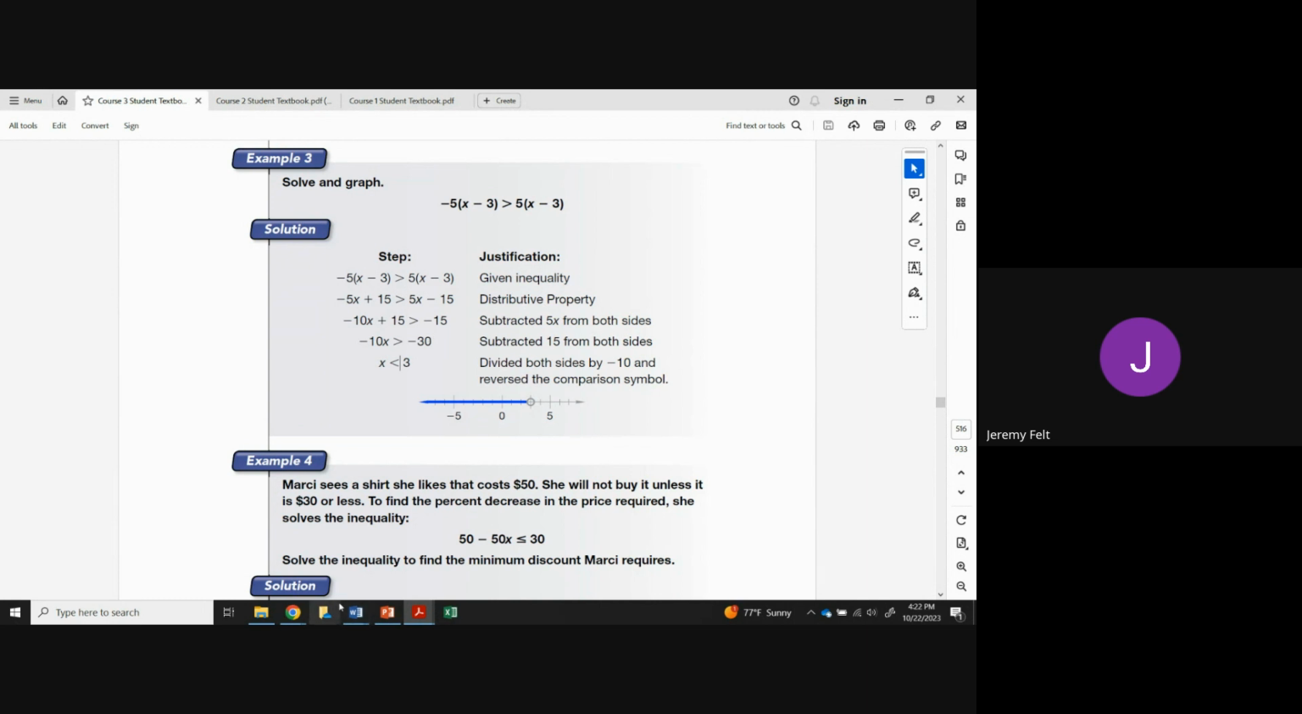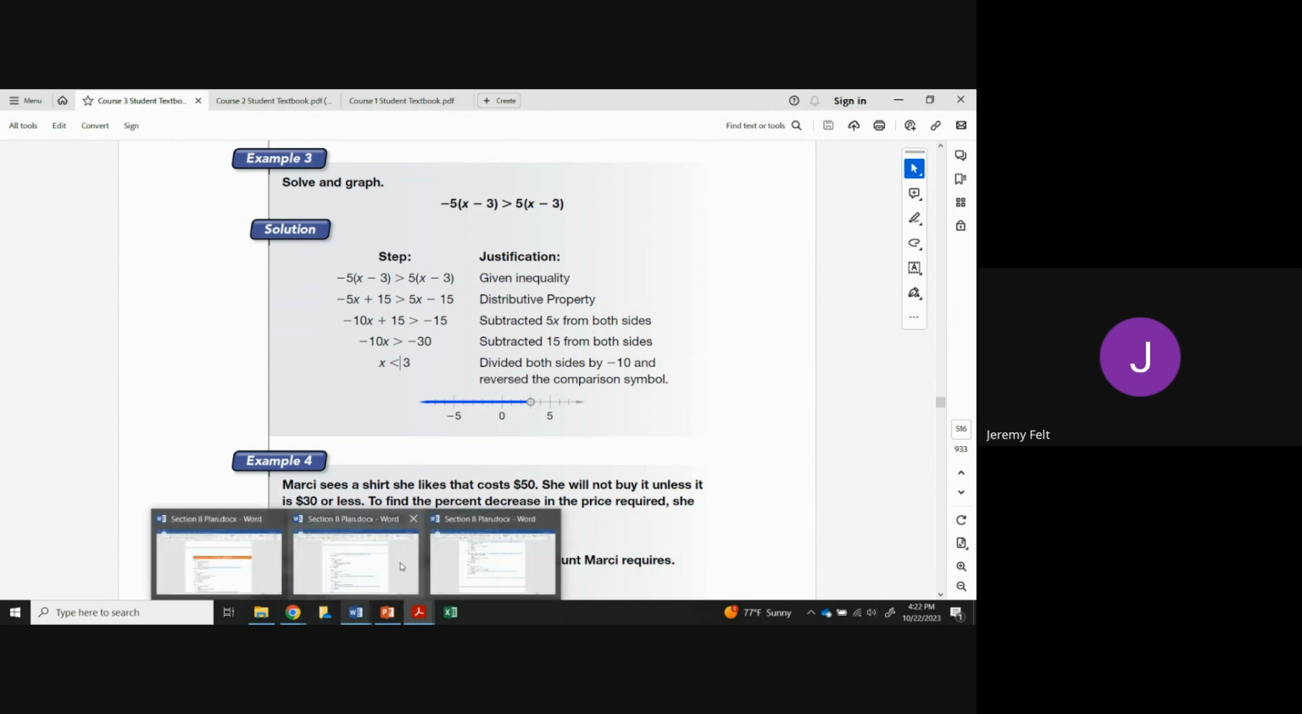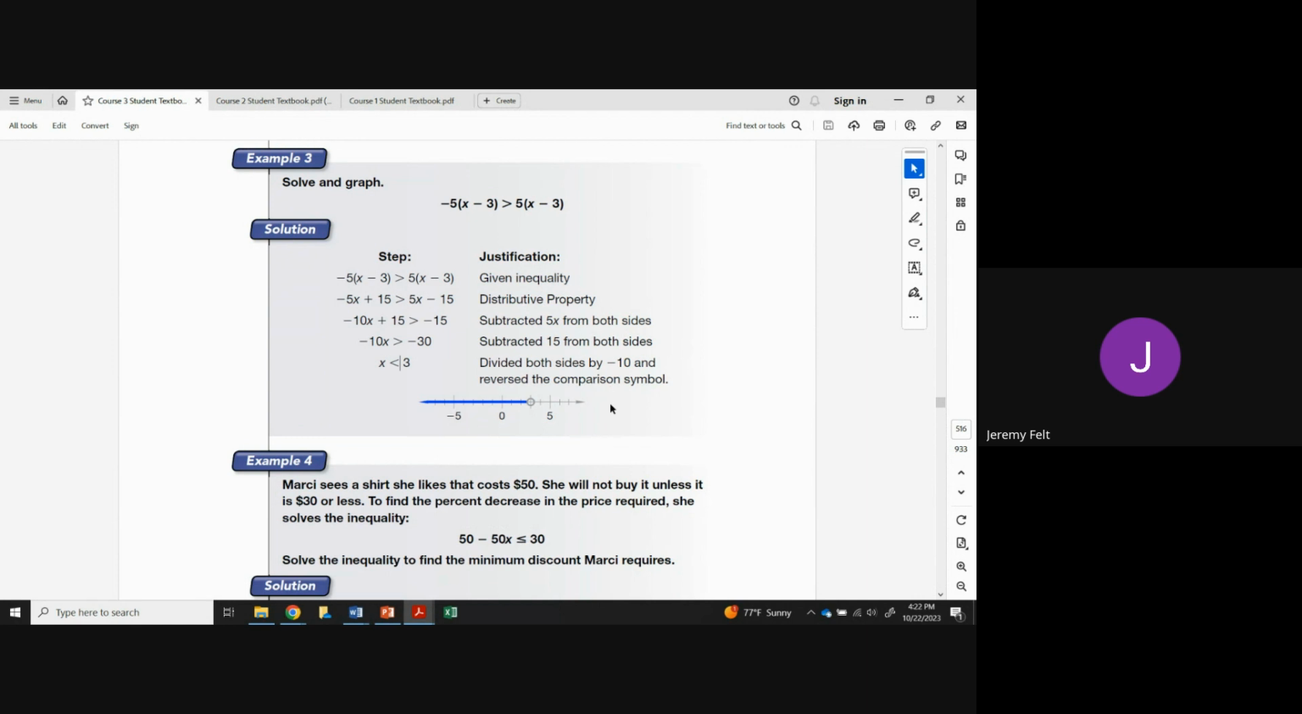So let's look at example 4. Marcy sees a shirt she likes that costs $50. She will not buy it unless it's $30 or less. To find the percent decrease in the price required, she solves the inequality 50 minus 50x is less than or equal to 30.